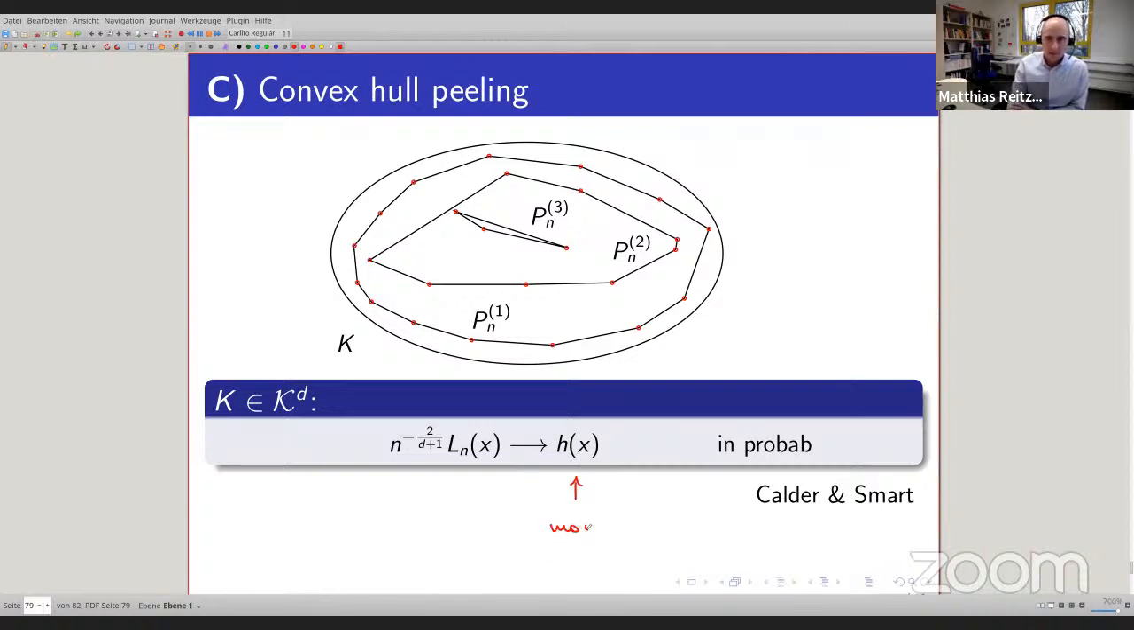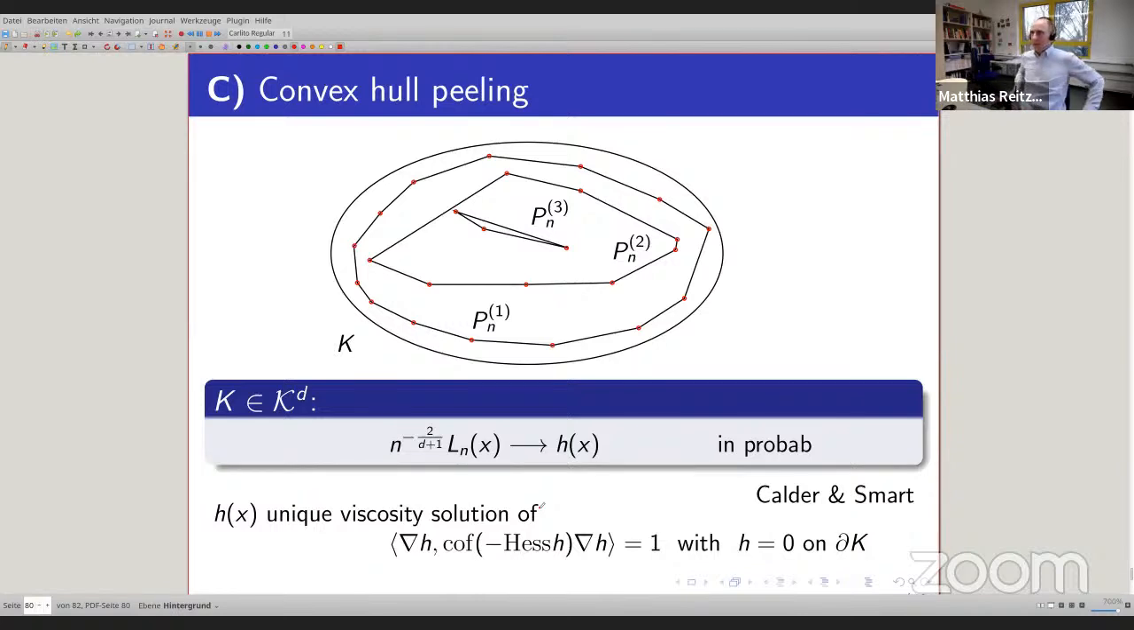This is somehow your mountain, h of x. And this converges in probability. And they are using tools which are not from convex geometry, but say from game theory or something like this. So this is a proof which is very hard for me to understand. But at the very end, they say there's a function h of x, which is well defined. And they even can say how this function h of x looks like. It's the unique viscosity solution of a certain partial differential equation.